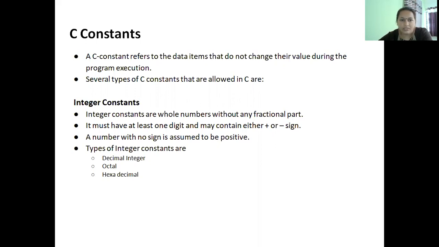The integer constants are nothing but whole numbers which do not contain any fractional part. These must contain at least one digit and they can be either positive or negative. Positive numbers are indicated by a plus sign and negative integer constants are indicated by a minus sign. If an integer constant is given with no sign, by default it will be assumed to be positive. In integer constants also there are three subtypes: decimal integer constants, octal integer constants, and hexadecimal integer constants.